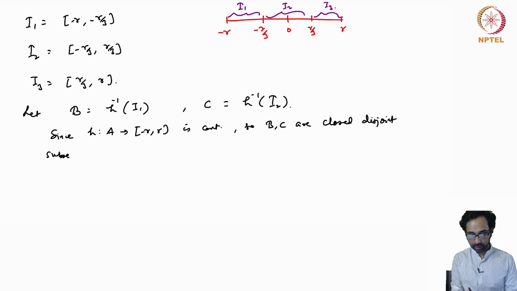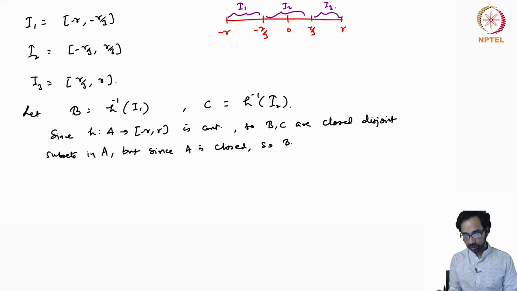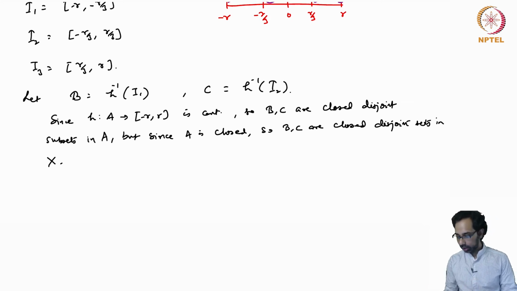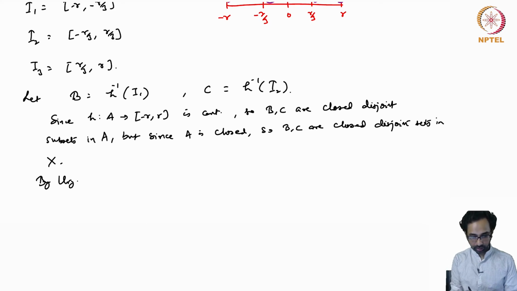disjoint subsets in A, in the subspace topology of A. But since A is closed, B and C are closed disjoint sets in X also. And so now we have a pair of closed disjoint sets, then we can use Urysohn's lemma, right? So by Urysohn's lemma, so what do we have?